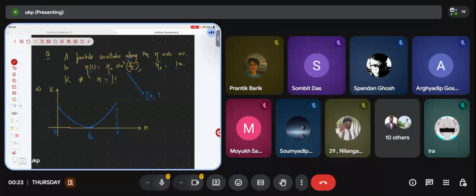And what is x naught? 1. So can I make this comment? Just looking at the equation, can I make this comment that the particle is performing oscillation between x equal to 0 and x equal to 1? Yes or no? Does it make sense up to this? Yes. Anyone? Confirm me once. বলতে পারি কি এটা যে পার্টিকেল is oscillating between x equal to 0 and x equal to 1? This much বলতে পারি.